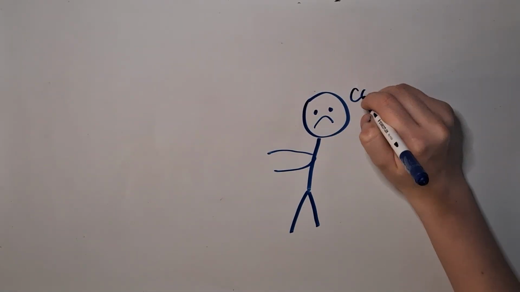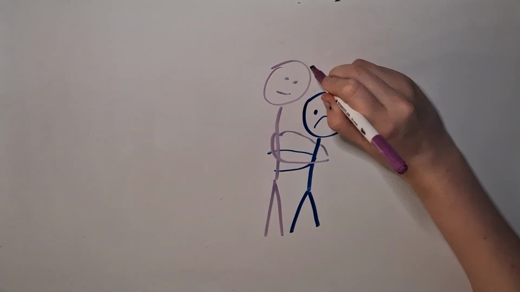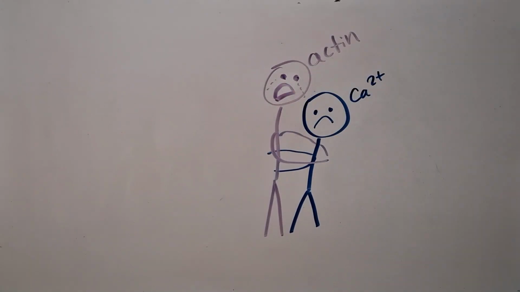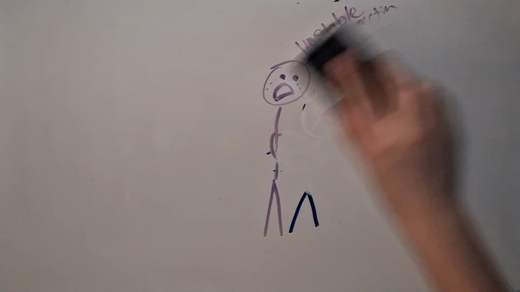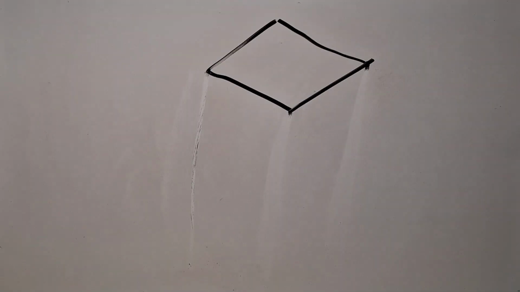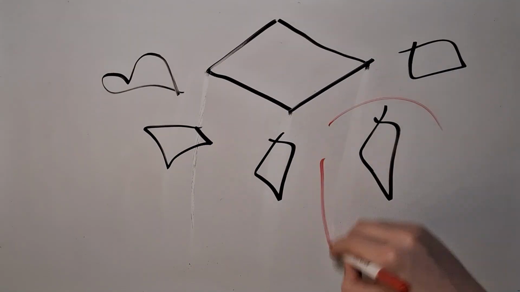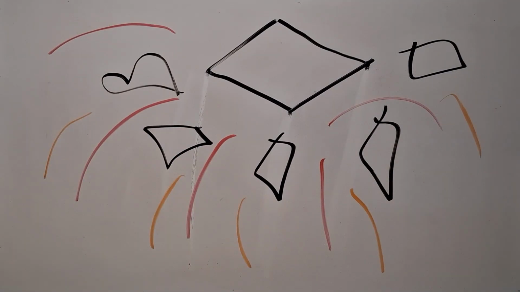The buildup of calcium ions interacts with actin, a structural filament that helps hold the cell's shape, causing that actin to destabilize. Similar to a building that has its beams removed, the neuron loses its shape and the cell collapses. This is the basis of neurodegeneration.